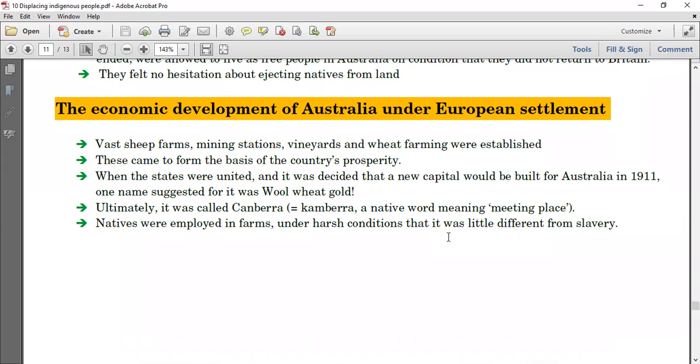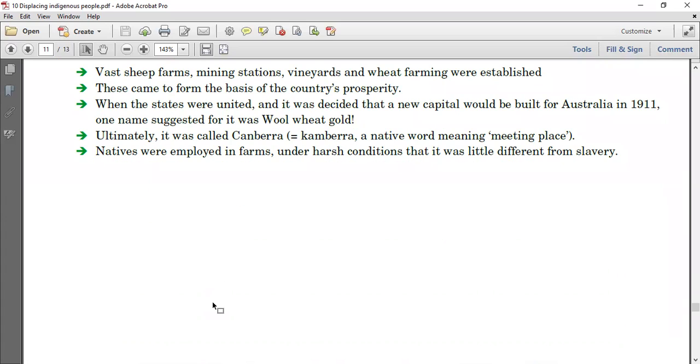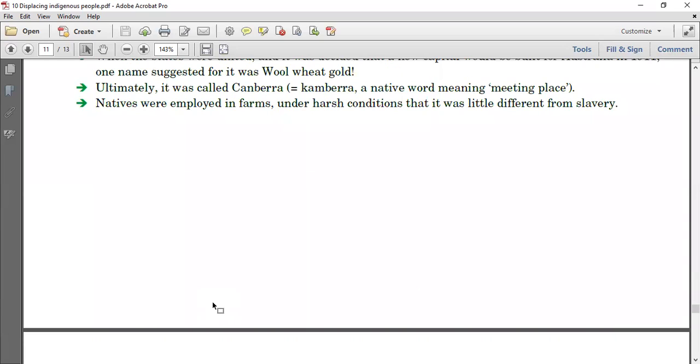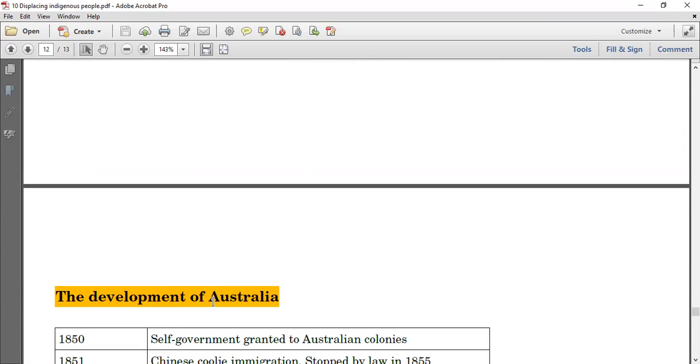The economic development of Australia under the European settlements: vast sheep farms, mining stations, vineyards, and wheat farming were established. These came to form the basis of the country's prosperity. When the states were united, it was decided that a new capital would be built for Australia, and one of the names was Wool Wheat Gold. Ultimately, it was called Canberra, which is a native word meaning a meeting place. Natives were employed in the farms under harsh conditions, and it was only a little different from slavery.